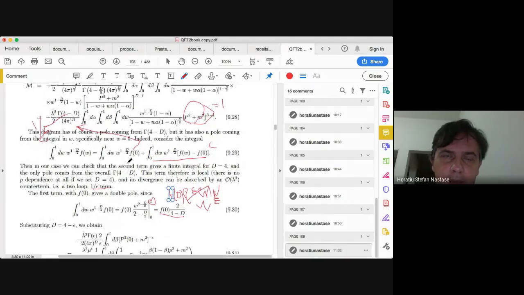On the other hand, this is now the first term. This first term, as I said, had an overall 1 over epsilon squared. If I put d equal to 4, but if I put d equal to 4 minus epsilon, I can expand in epsilon.